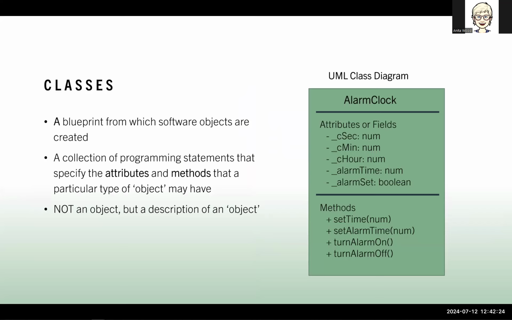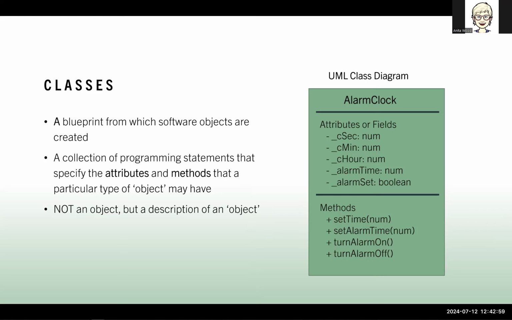How are the quoted objects emulated in software? First, the quoted object must be represented by a class in the code. A class is a general blueprint of the quoted object, like our alarm clock. A class is a collection of programming statements that specify the attributes and the methods that an object may have. Remember, a class is not an object, but a description of an object. When the program is running, it can use the class to create as many objects as needed.